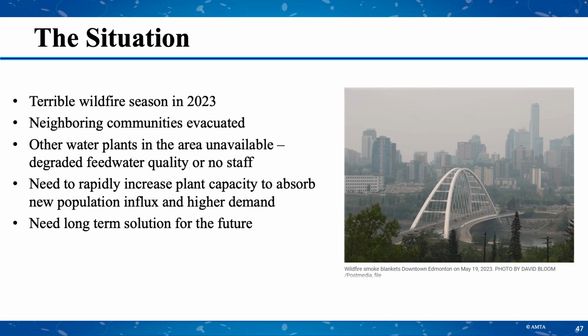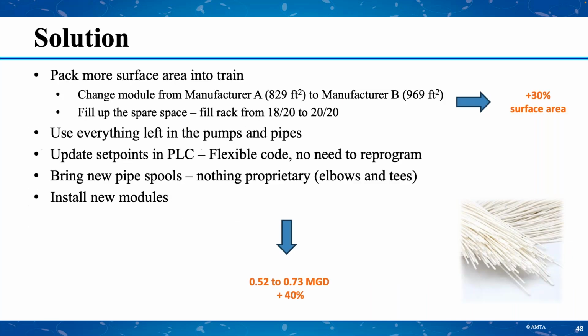So they needed to address that emergency, but also look at a long-term solution to bring the resiliency of the community higher for future seasons, potentially of future fire problems. So the solution was to pack more surface area into the existing trains. So we went from module A, which was 829 square feet, to module B, which was 969. It's interesting to mention that when we designed that plant in 2019, that module of 969 square feet did not exist. So again, we're talking about technology, innovation, and being able to capture that. That module was not launched back then.